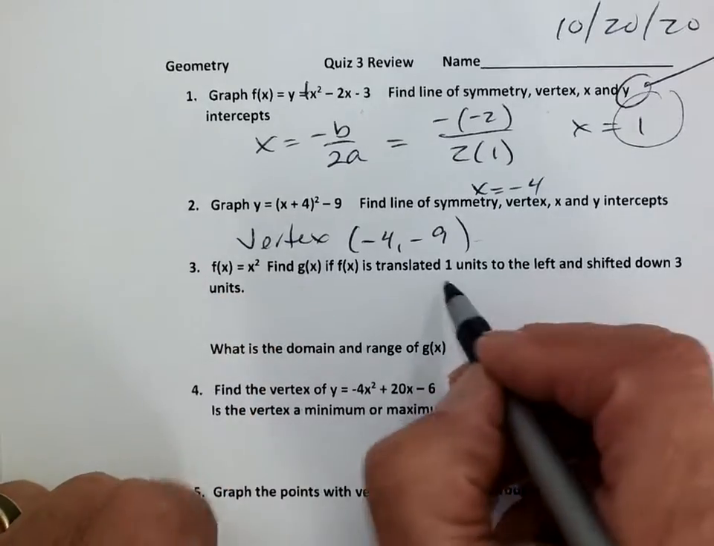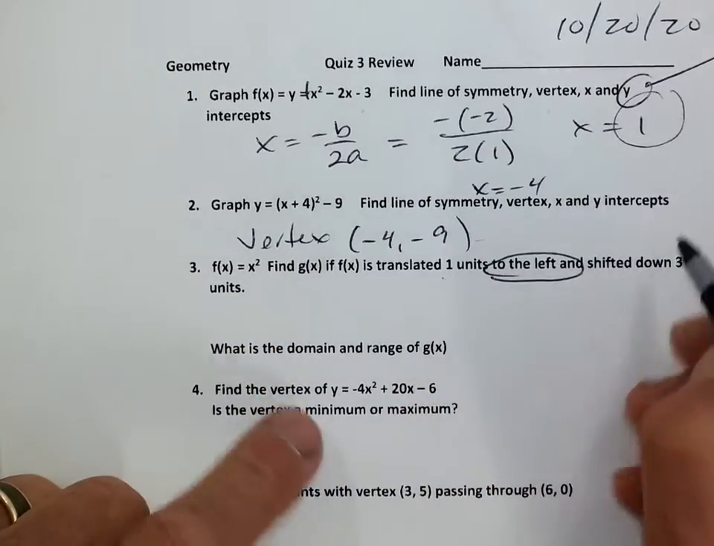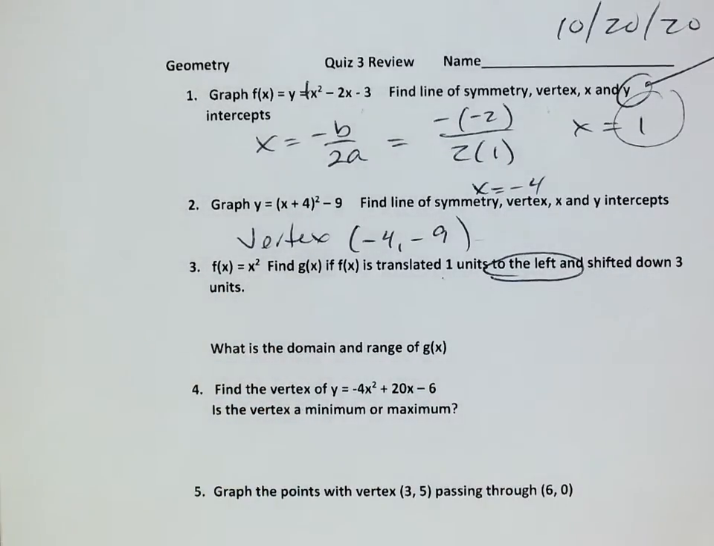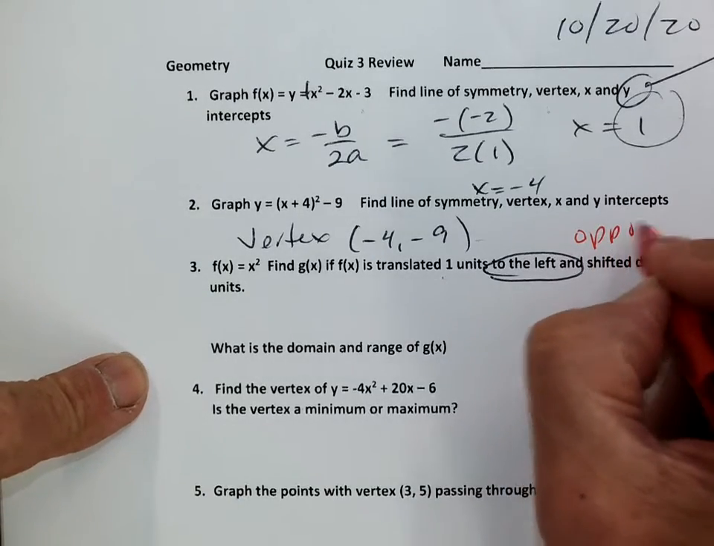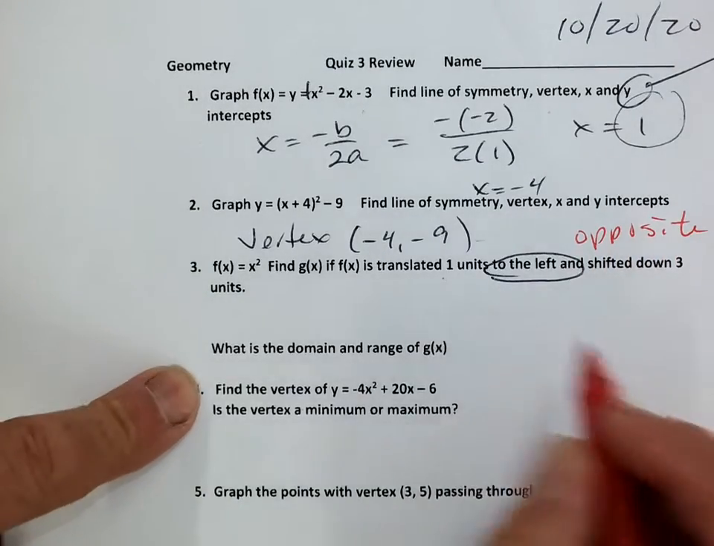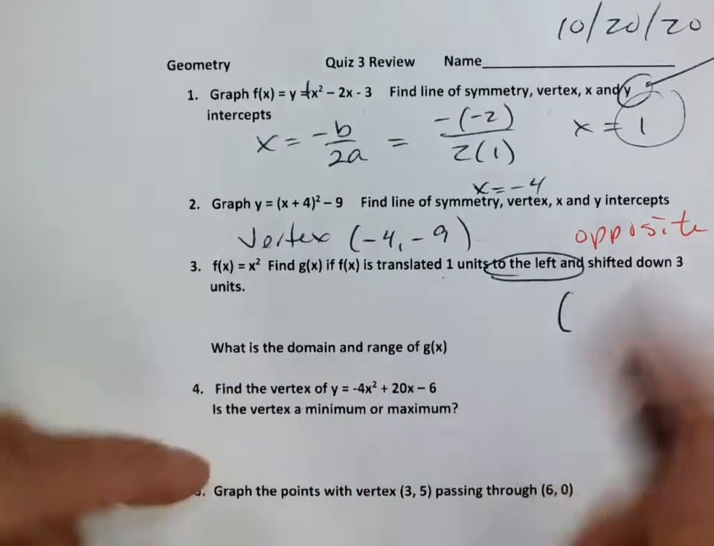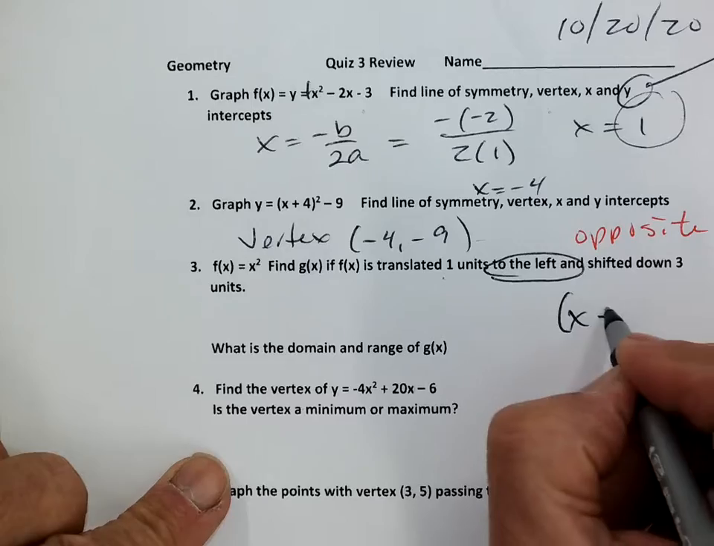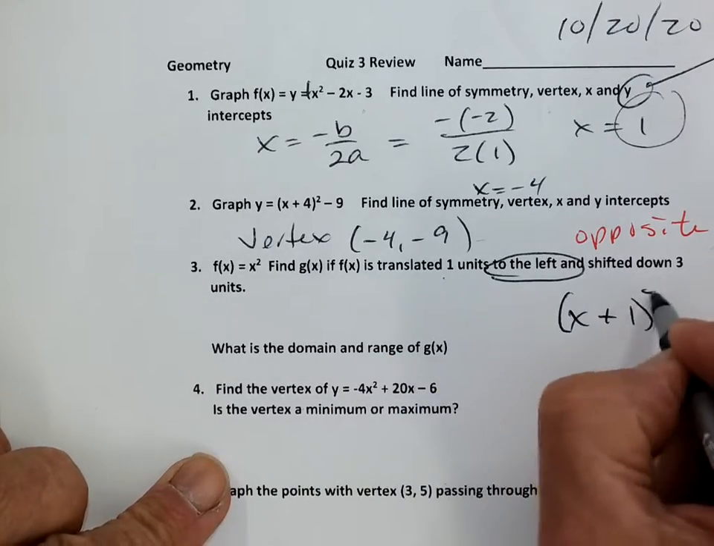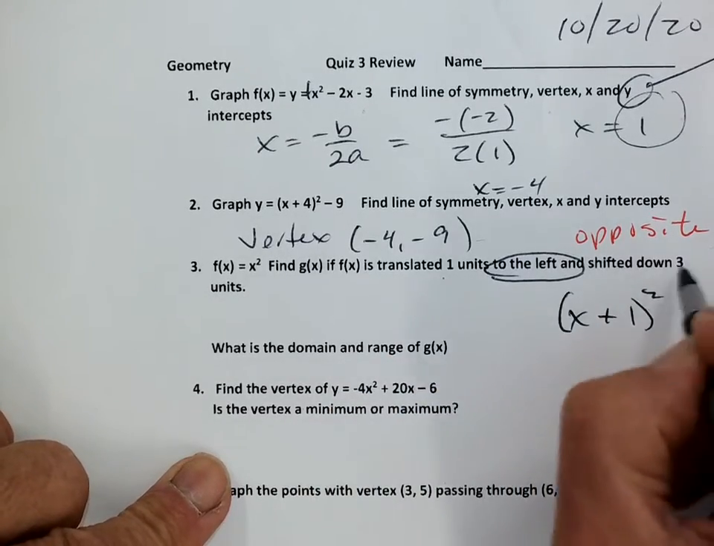3, it's a translation. So anything on the inside is always going to be, let's see, where's my red pen? I want to make sure I use a different color. Opposite, okay? So anything on the inside has got to be the opposite. So I'm going to take my x plus 1 squared, shifting down 3. Okay, there's my down 3.